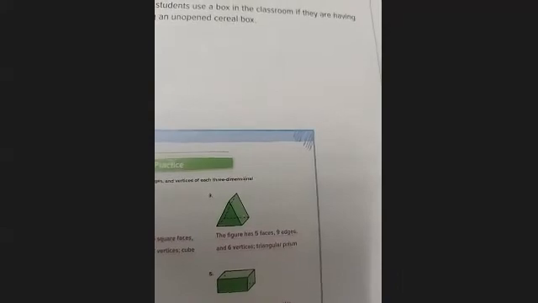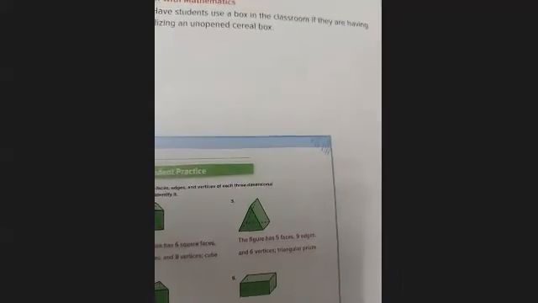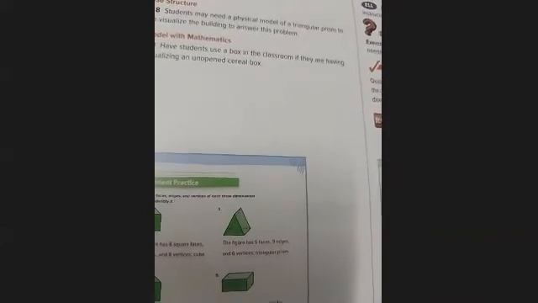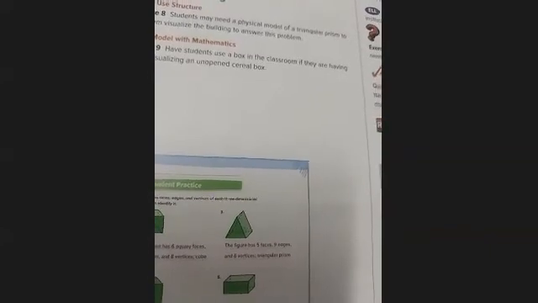How many faces do we have? We have 4. No, it is wrong, 5. It is wrong. The room which you are inside now, how many faces does it have? 6 faces. We have up and down and 4 faces around. So 6 faces. How many edges do we have?